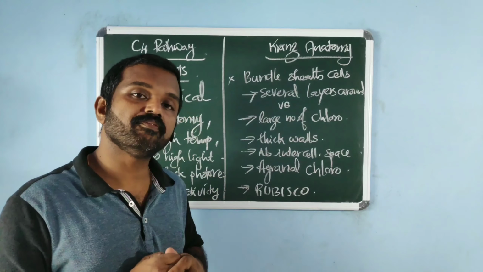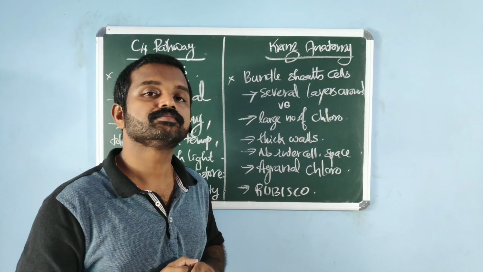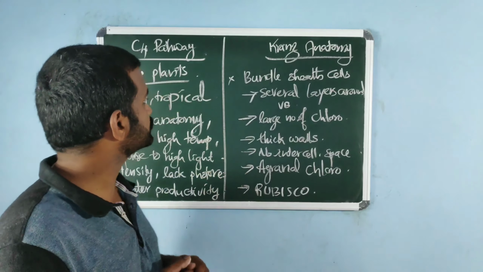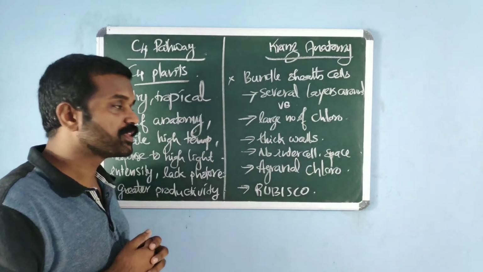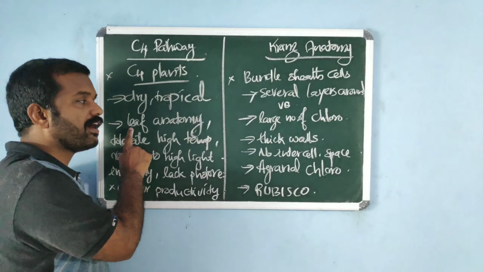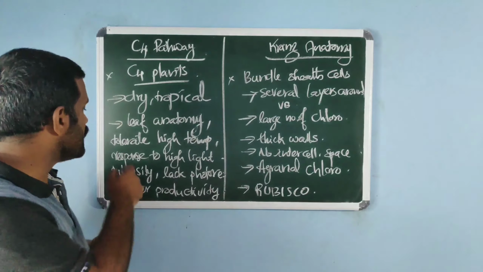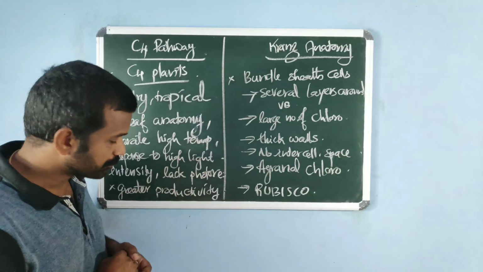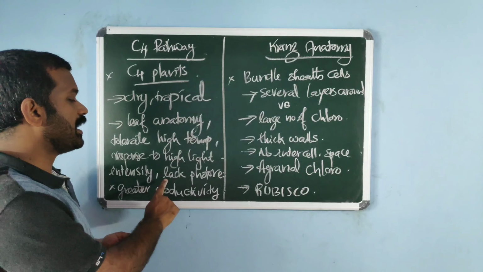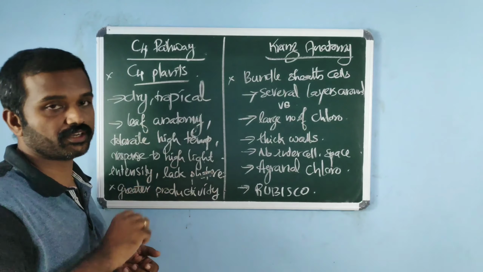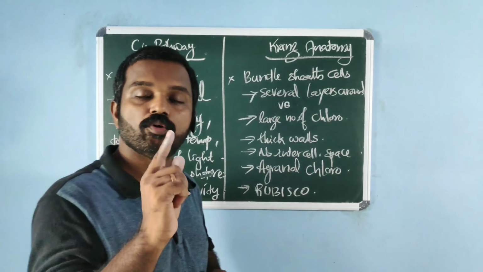So those plants in which the first stable product is a 4-carbon compound are known as C4 plants. First of all, C4 plants are adapted to dry tropical climates. Their features include a special leaf anatomy known as Kranz anatomy, and they tolerate high temperature. They respond to high light intensities, they lack photorespiration, and they have greater productivity of biomass.